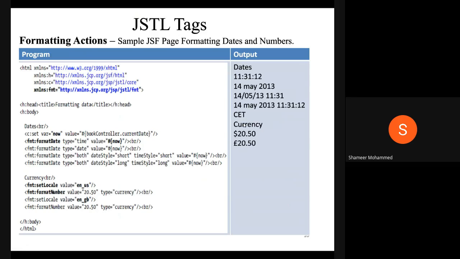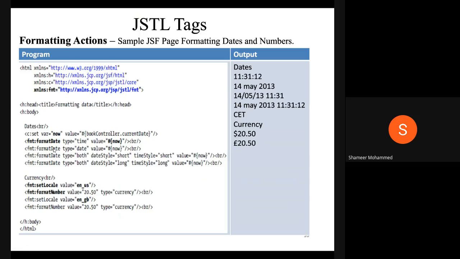You see here different, this is the program. When you run this program, this is the output. See here, what is the library we imported? FMT formatting. And this one, JSTL core tag. See. Now here, you can see, you can display the date here. This is a bean, Java bean, JSF bean, backing bean. Current date. Now. So this is your current date.